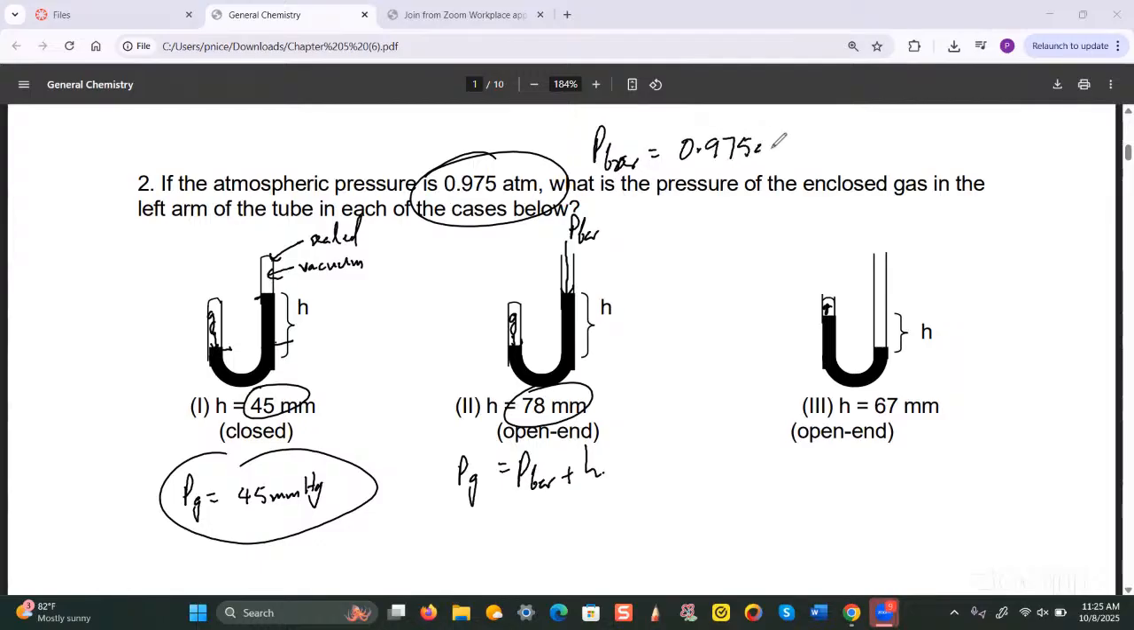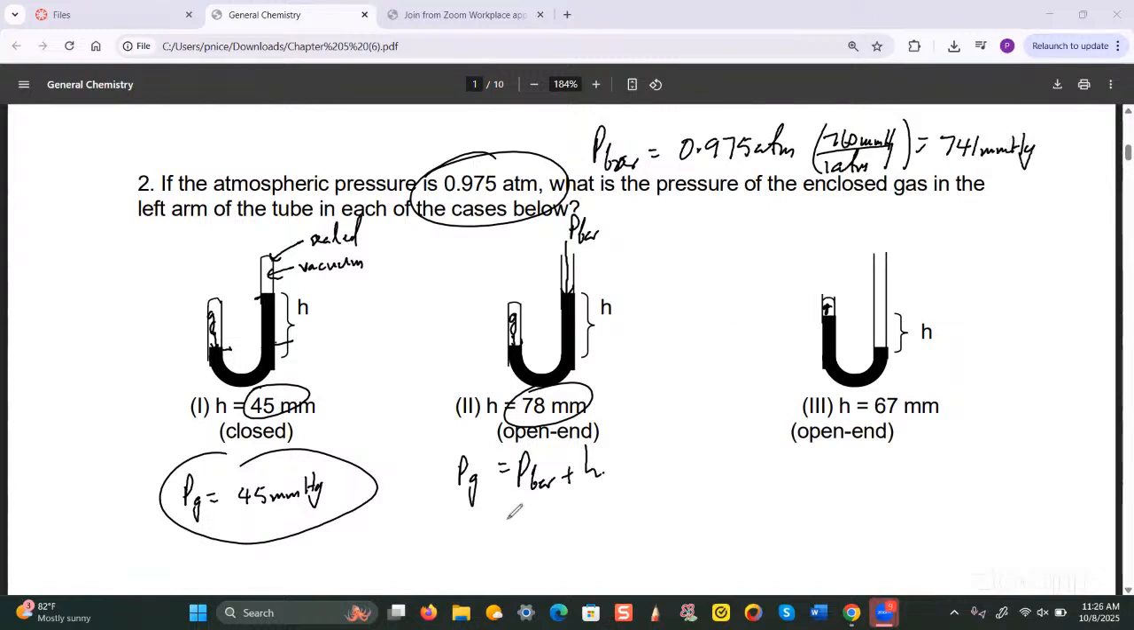We have to convert 0.975 atmospheres to millimeters mercury, and that would be 1 atmosphere below, 760 millimeters mercury above. So let's see what that gives. 0.975 times 760, and according to my calculation, this works out to be equal to 741 millimeters mercury.